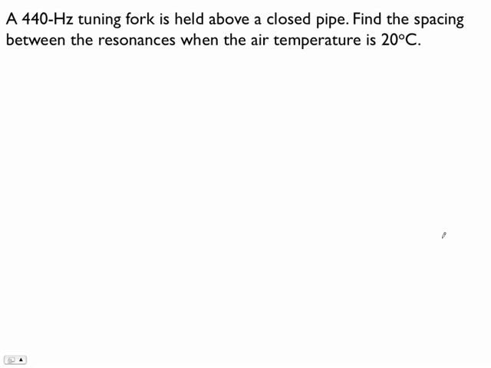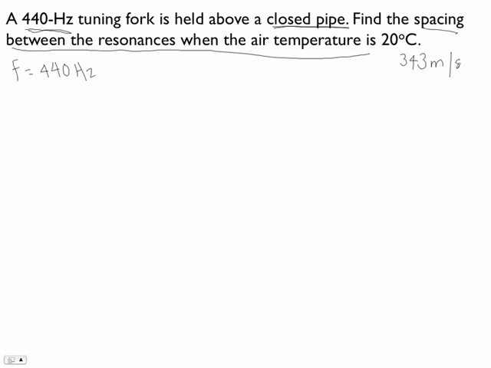So let's try an example problem. In this example problem, you have a tuning fork that has a frequency of 440 Hertz. And we're talking about closed pipes. And then we want to know the spacing between the resonances when the air temperature is 20 degrees Celsius. When they tell you that the air temperature is 20 degrees Celsius, they're basically telling you that the speed of sound at that temperature is 343 meters per second. So that's what they're telling you.